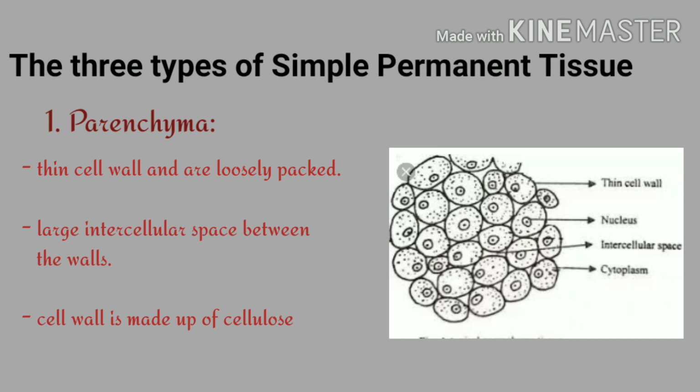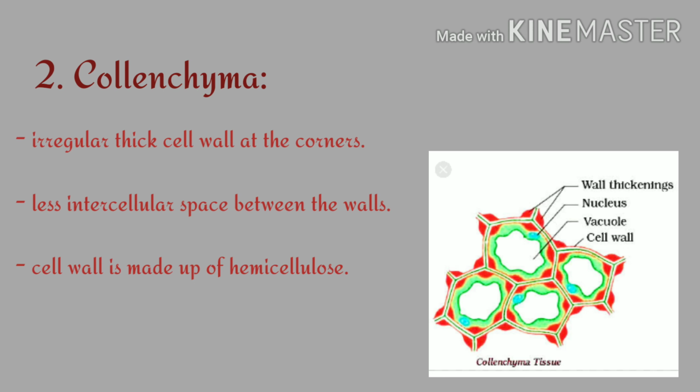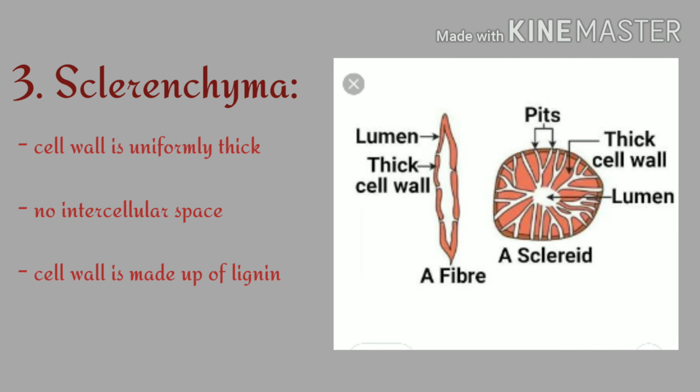The three types of simple permanent tissue. Firstly, parenchyma. Parenchyma have thin cell walls and are loosely packed. Parenchyma have large intercellular space between the walls. The cell wall of parenchyma is made up of cellulose. Secondly, we have collenchyma. Collenchyma have irregular thick cell walls at the corners. Collenchyma have less intercellular space between the walls. The cell wall of collenchyma is made up of hemicellulose.